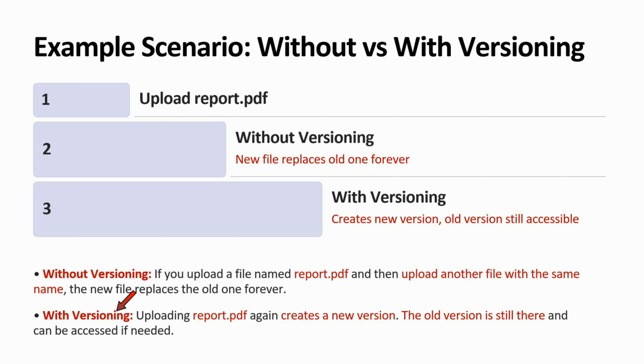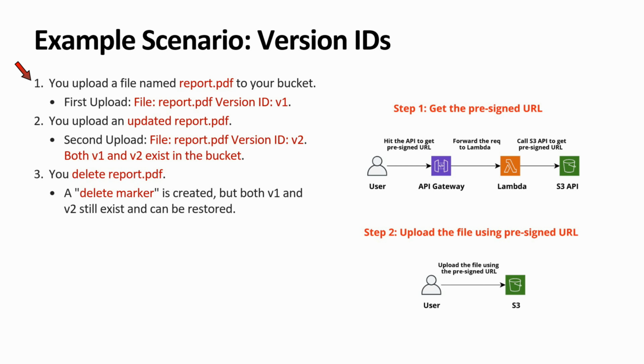Step 1. You upload a file named report.pdf to your bucket. On the first upload, the file name will be report.pdf and the version ID is v1. In step 2, you upload an updated report.pdf. And in the second upload, the file name will be report.pdf and the version ID will be v2. Both v1 and v2 exist in the bucket. The third step, you delete report.pdf. A delete marker is created, but both v1 and v2 exist in the bucket and can be restored.